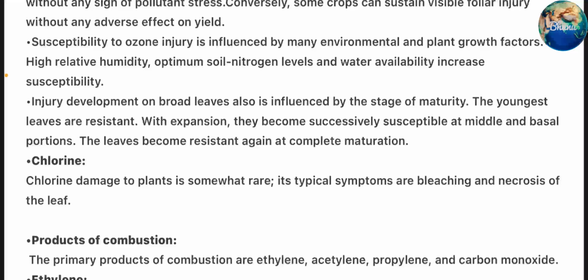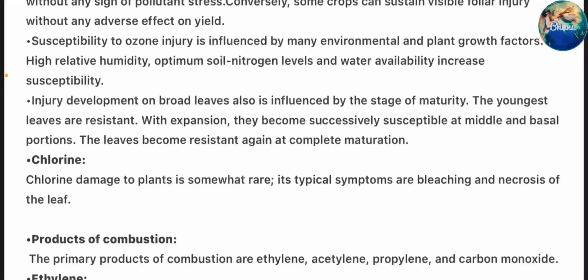Susceptibility to ozone injury is influenced by many environmental and plant growth factors. High relative humidity, optimum soil nitrogen levels, and water availability increase susceptibility. Injury development on broadleaves also is influenced by the stage of maturity. The youngest leaves are resistant. With expansion, they become successively susceptible at middle and basal portion. The leaves become resistant again at complete maturation.